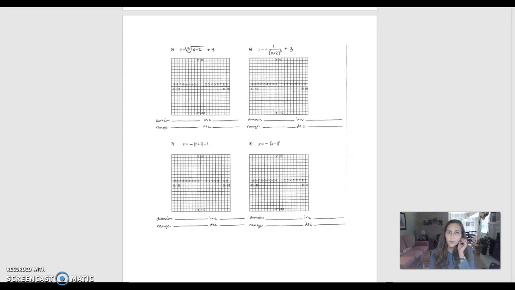This is the worksheet for 3.5 transformation of functions. This is the back side of the worksheet, 5, 6, 7, and 8. I did some of the ones in the front in class, so I want to go over the ones on the back. Let's start with this one.